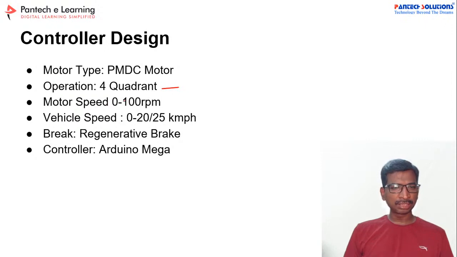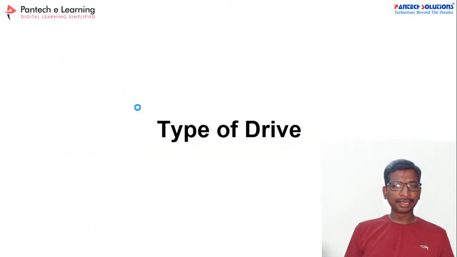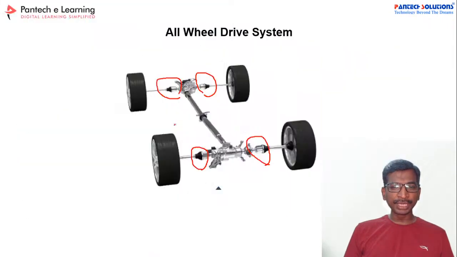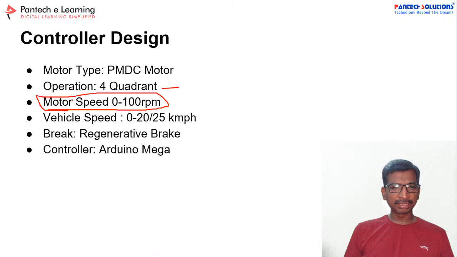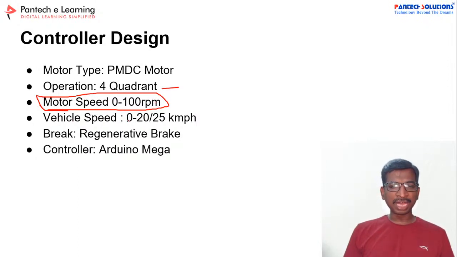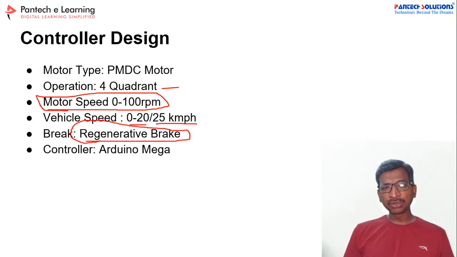So it's not the maximum, and this is the motor speed. Okay, so 0 to 1000 is the motor speed. Actually, by motor rating, the motor can rate up to 2000 RPM, but we are going to take only 1000 RPM. So that is half of the speed only we are going to consider. This is called the worst case scenario. And for the vehicle speed, you have two ranges: one is 0 to 20 kilometer per hour as well as 25 kilometer per hour. Regenerative braking system we are going to implement.